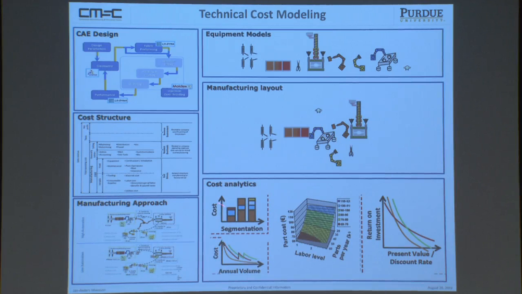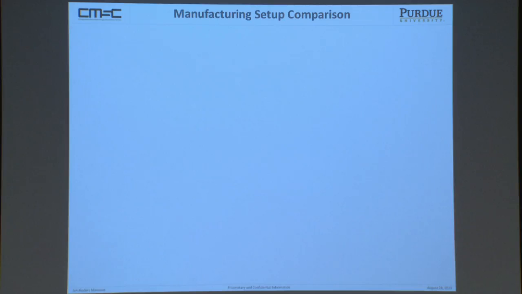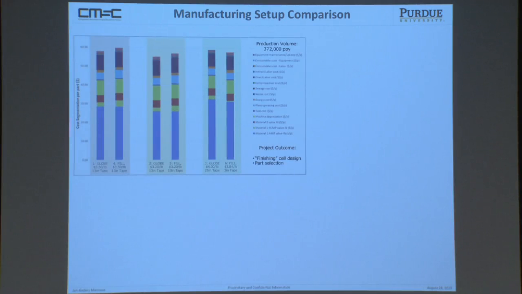And we get cost segmentation, cost per annual volume, and also, depending on the discount rate you have in your company, what is the return on investment? So now you can start to do judgments. I don't like this, I'm going to go to this instead. Here I take out some robots, I'm going to put in manual. Which is best? And so typically what you get is cost segmentation: what is material cost, labor cost, tool cost, investment cost, and so on and so on, and you can compare.